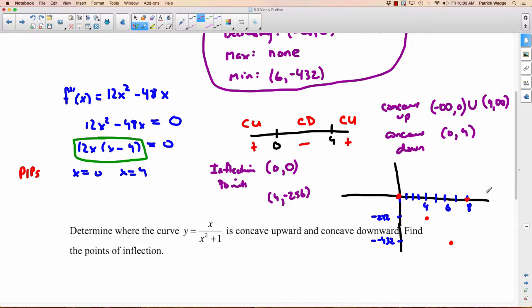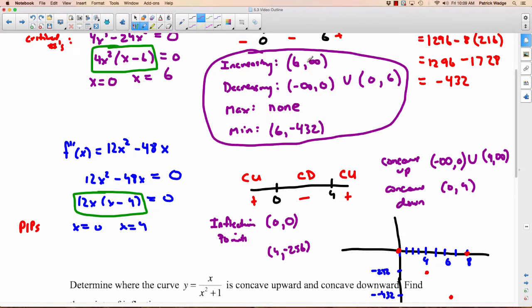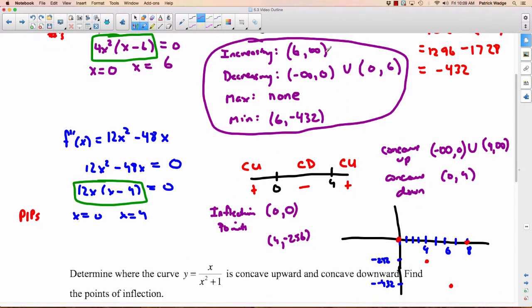Okay, now we need to see whether it's increasing or decreasing in different intervals. So it's increasing from 6 to infinity. From this point here at 6 to infinity, it's always increasing. Also, on that same interval, when it's bigger than 6, it's always concave up. So what we know is going to look something like this. It's always increasing and always concave up.